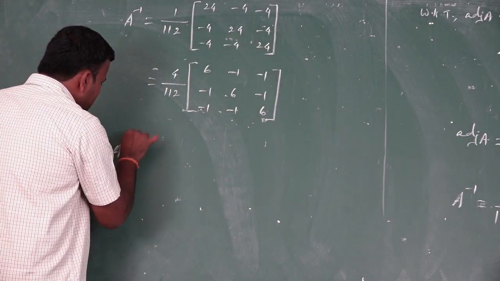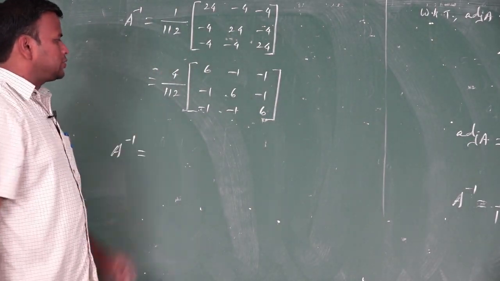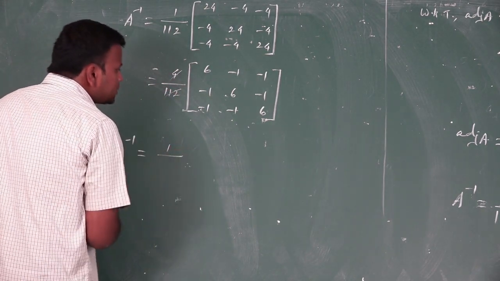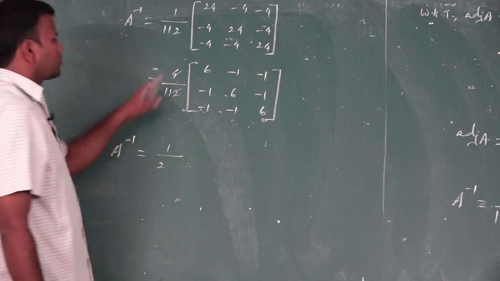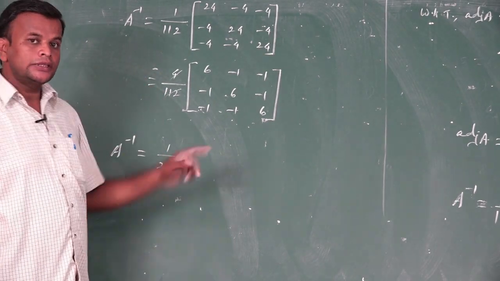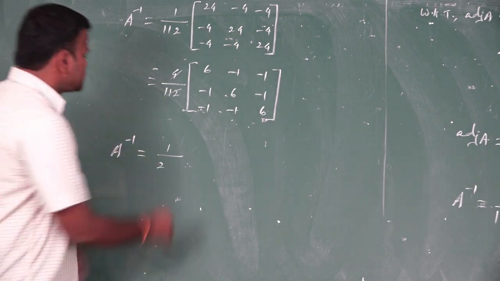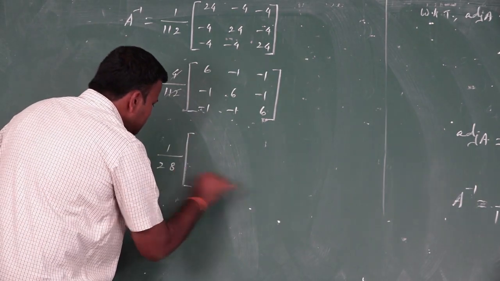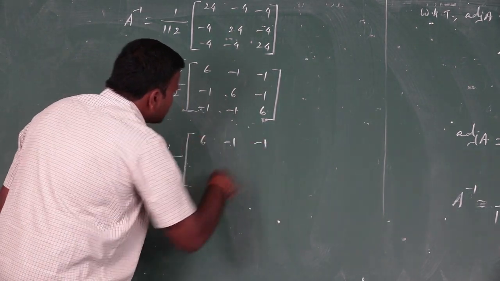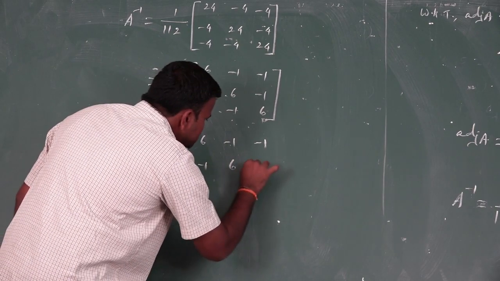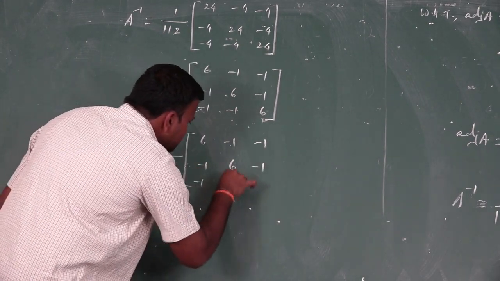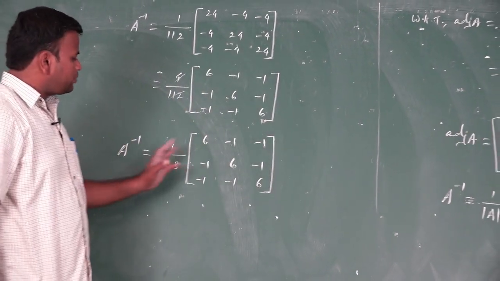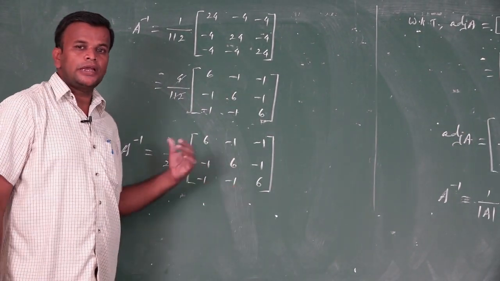So the value of A inverse is also possible this way. We cancel in the four table. 1 divided by 112, 2 4s are 8, remaining 3 32. Okay, 8 4s are 32. So 1 by 28 of 6, -1, -1; -1, 6, -1; -1, -1, 6. We don't multiply, 1 by 28 is enough. This is the value of A inverse.